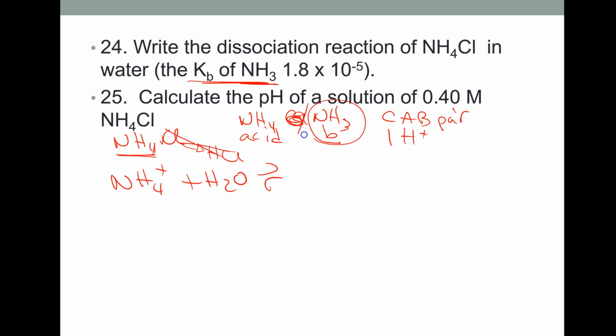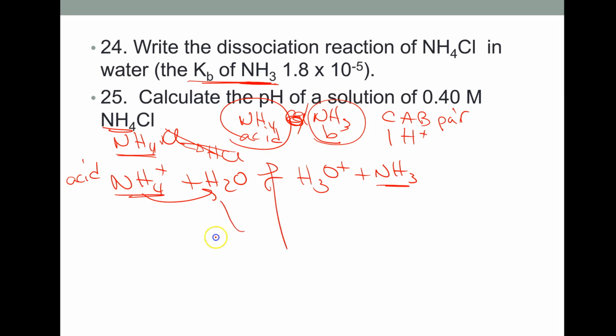Because this is the base, that means NH4 is the acid. It's going to act like an acid, and acids donate protons. You get H3O plus and NH3, and notice those two are both here. Conjugate acid-base pair. You're going to set up your little ICE table.